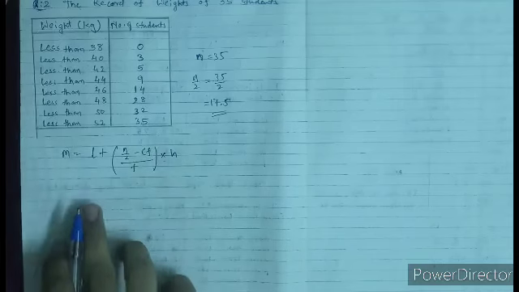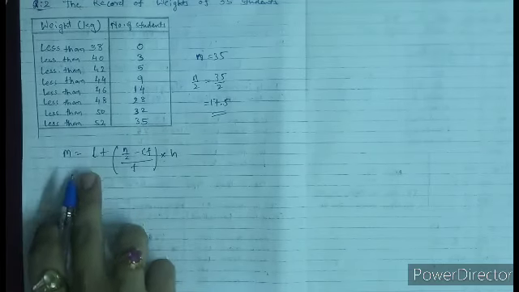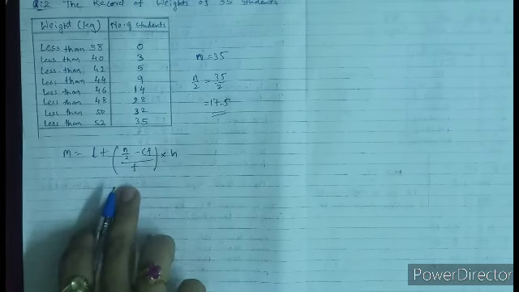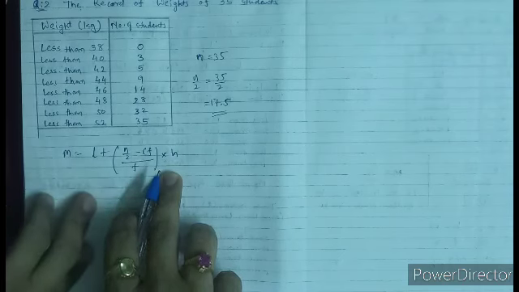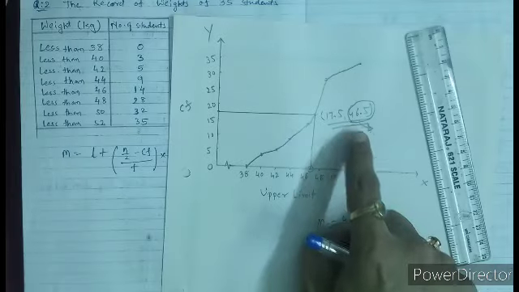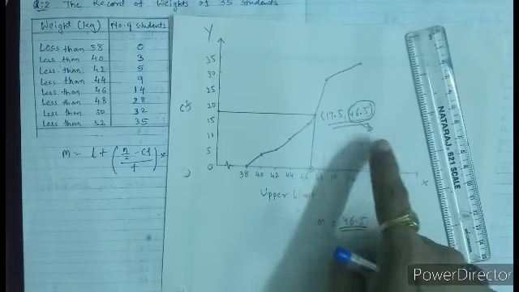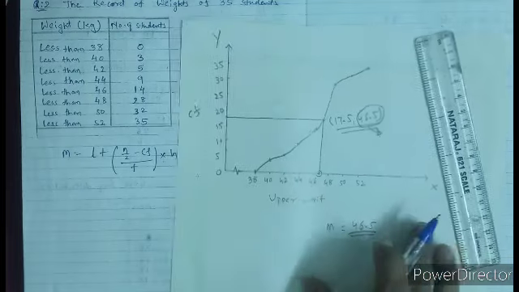To obtain the value of median through calculation, we have to use the formula of median. It is M equals L plus (n/2 minus CF) upon f, multiplied by h. Here we will obtain first of all the terms. n/2 is here 17.5. We have obtained the approximate median as 46.5. It means the median is between 46 and 48.